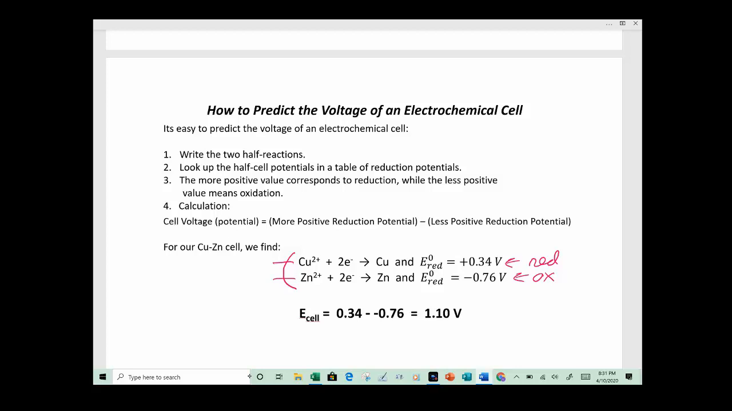So the way to get the standard reduction potential is take the higher of the two values, the more positive value, and subtract from it the less positive value, which is a negative 0.76. So 0.34 minus a minus 0.76 is 1.1 volts. So my method of calculating cell potential is high minus low. You don't really need to translate a reduction potential to an oxidation potential before adding. You just take the high number minus the low number.